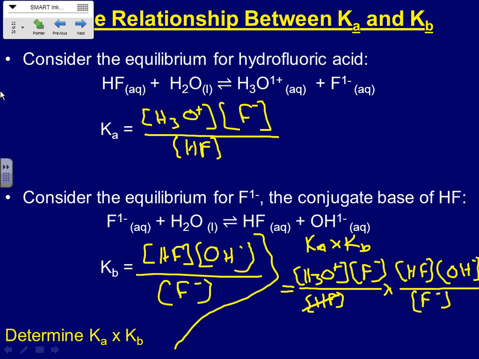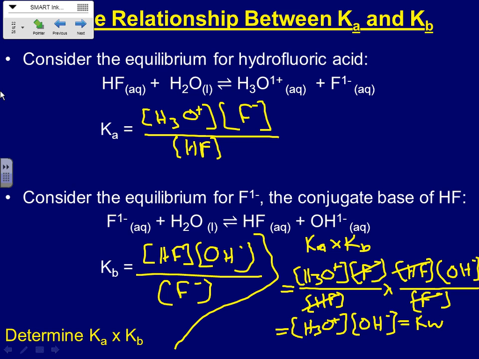So the HFs are gone, the F minuses are gone, and therefore I have H3O plus times the OH minus. And we've already encountered this. This is that K for a very special relationship. We call that Kw. I don't know if you remember that, but that's the water ionization constant, which determines the concentration of the H3O plus and the OH minus. So this is equal to Kw, all right?